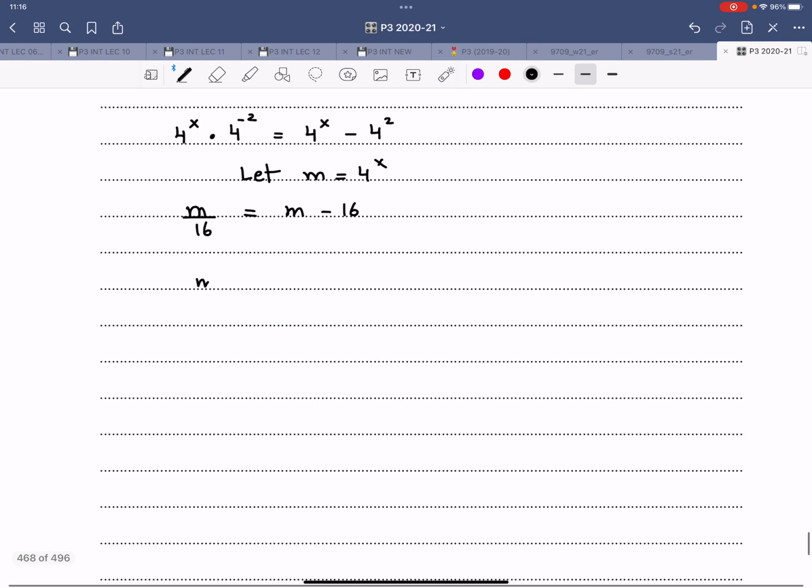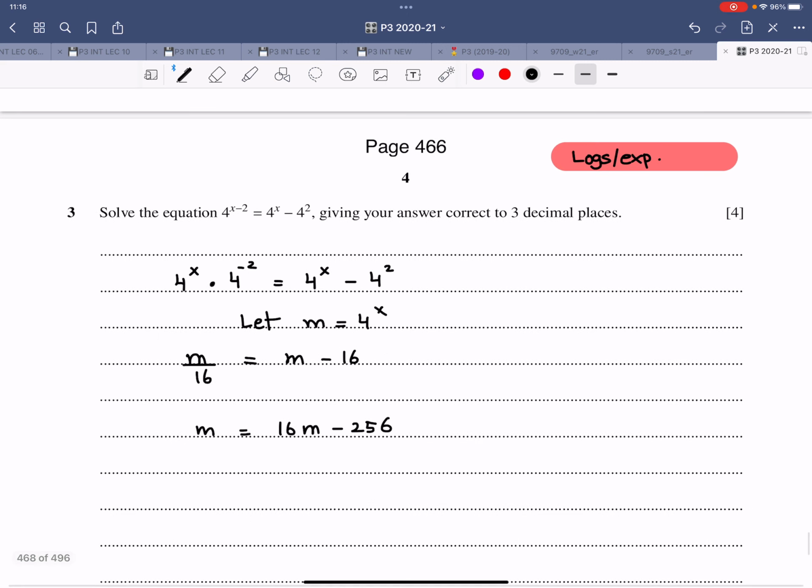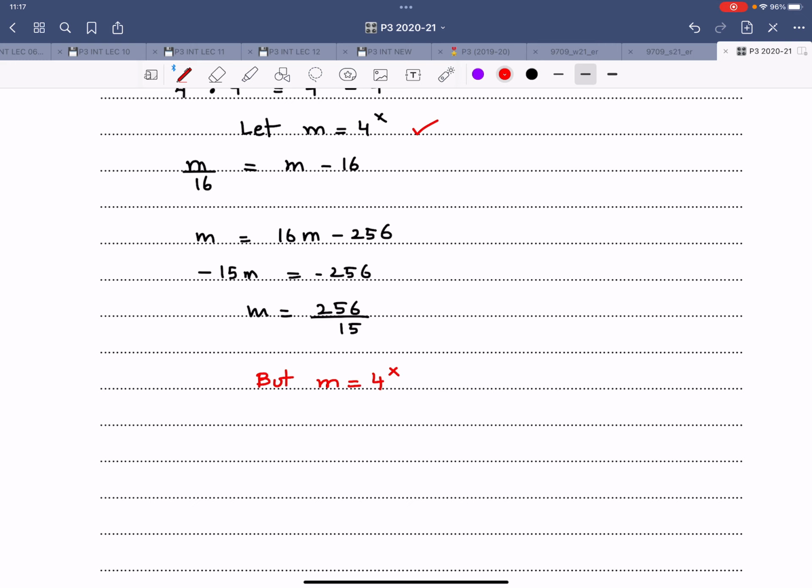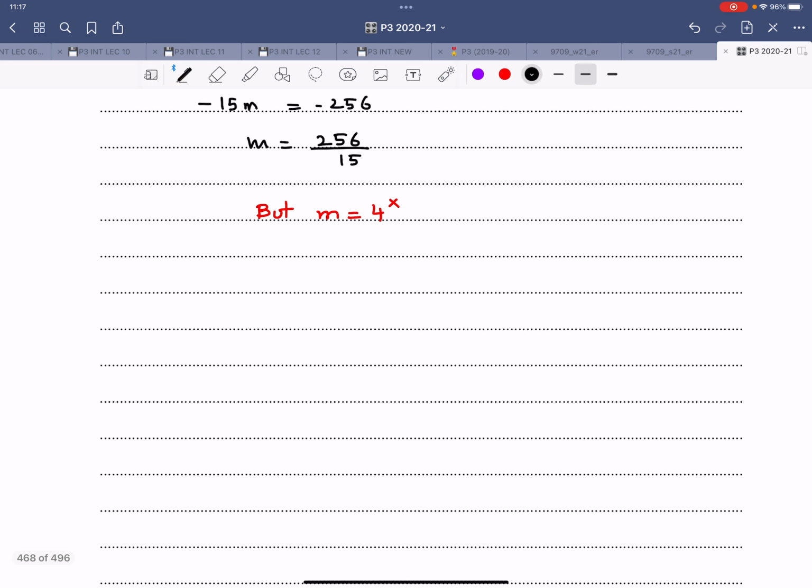Cross multiply. m equals 16m minus 256. Is that so? 4 raised to the power of x, there is no squaring as such. So negative 15m equals negative 256. Therefore, m is 256 divided by 15. But wait a minute, what is m equal to? m equals 4^x. So therefore now logs is applicable. So 4^x is 256 over 15.